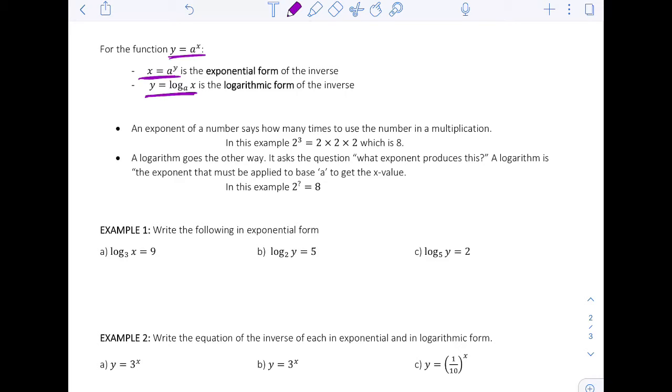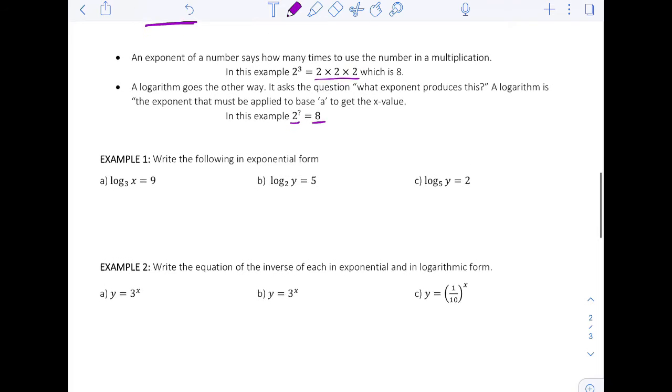So an exponent of a number says how many times to use the number in a multiplication. For example, 2 to the power of 3 is 2 times 2 times 2 is 8. You know that already. A logarithm goes the other way. It asks the question, what exponent produces this? A logarithm is the exponent that must be applied to base a in order to get the x value. So 2 to the power of what is equal to 8? Like we said above. So what we're going to do is work on going back and forth between exponential and logarithm form and then solving a couple of logs.